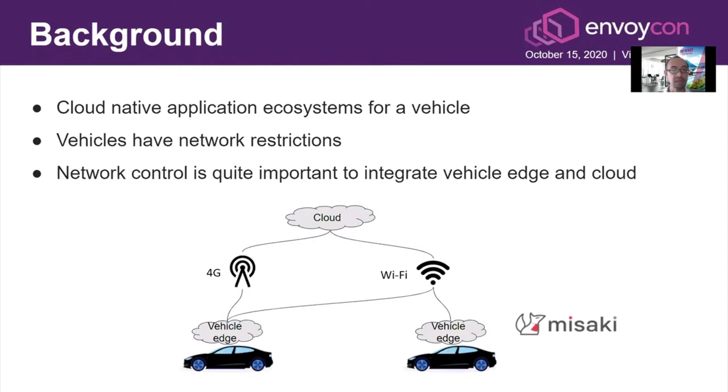As background, vehicles will be like smartphones. Vehicle applications keep creating new value for vehicles. So we are developing the Misaki platform, which brings the cloud native ecosystem to vehicle applications. However, there are some technical restrictions, such as a narrow mobile connection, no LTE signals, and heterogeneous network connections. So to remove the barrier between vehicle and cloud, network control using Envoy is quite important. Now, we will move to our technical details. That part will be presented by Tomoya.